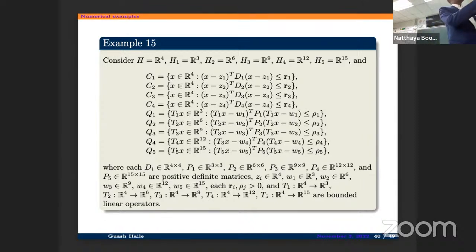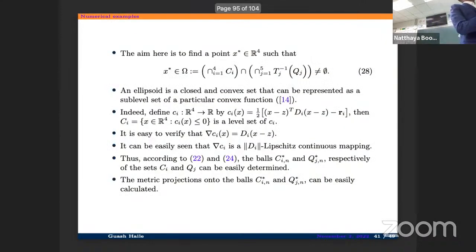So we define these sets in this form, where these z_i's and w_j's are the centers, and these are the radii, and these D_i's and P_j's are positive definite matrices, and we have the operators T1 up to T5, which are bounded and linear. So our aim is just to find a point in omega.